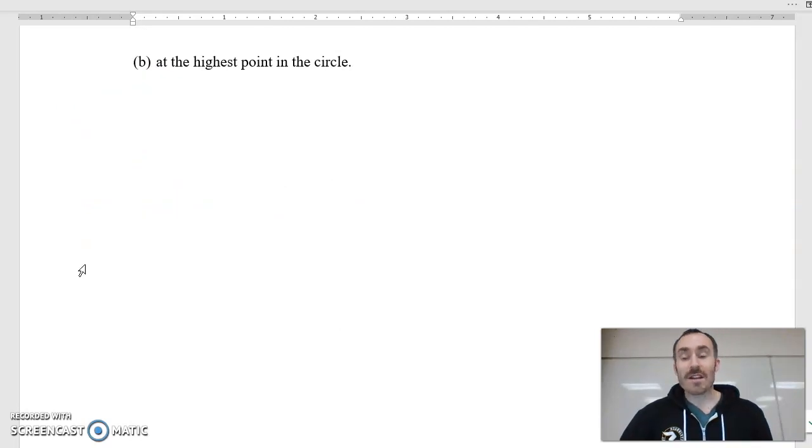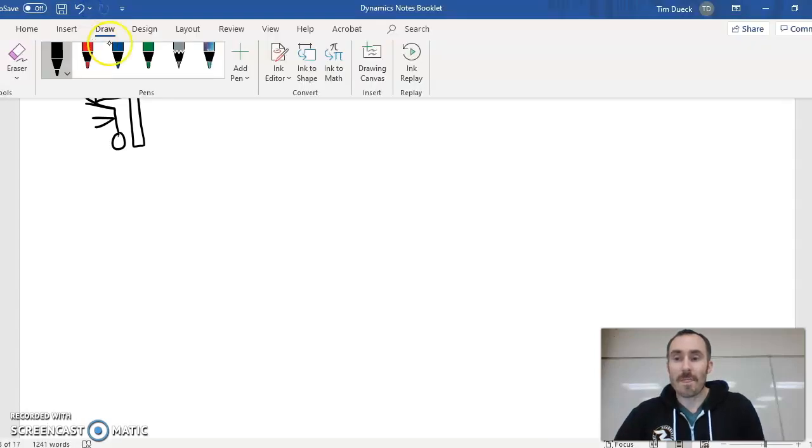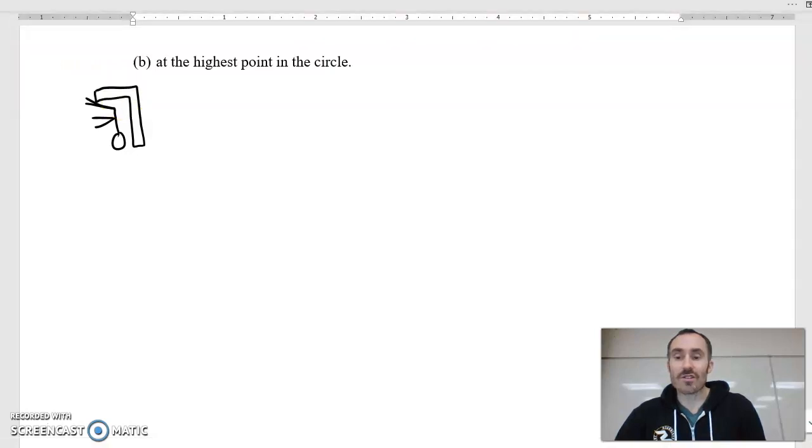So the second part is the very same, except the position has changed. So if I can remember how to draw this. Here's the seat. Here's the pilot. Legs, arms. There you go. And so now if we put in the directions of all the forces, you've got the force of gravity pulling straight down. You've got the normal force also pulling straight down.